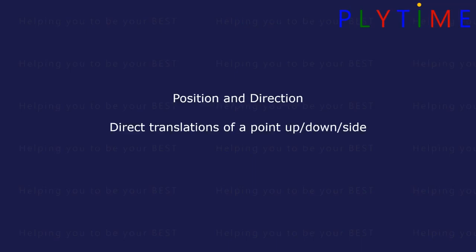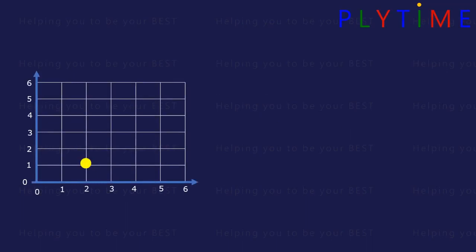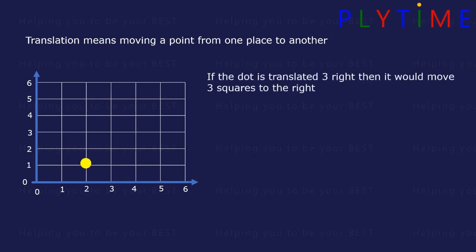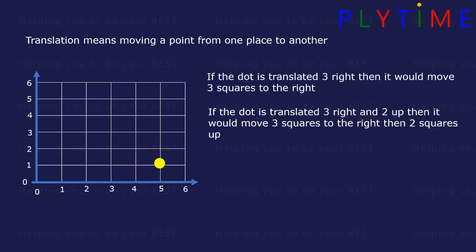Position and direction. Direct translation of a point up, down and to the side. Translation means moving a point from one place to another. If the dot is translated 3 right, then it would move 3 squares to the right. If the dot is translated 3 right and 2 up, then it would move 3 squares to the right and then 2 up.